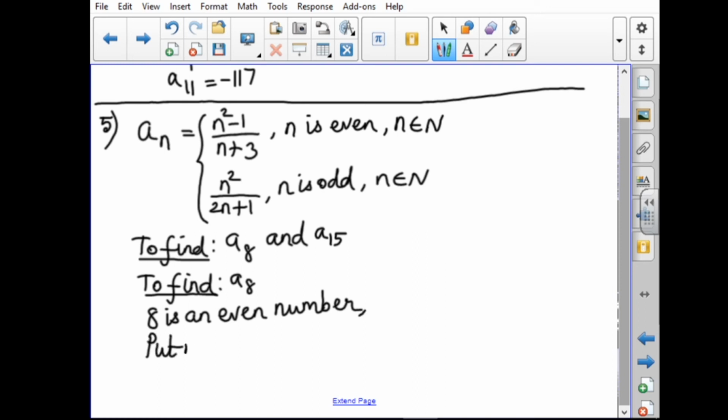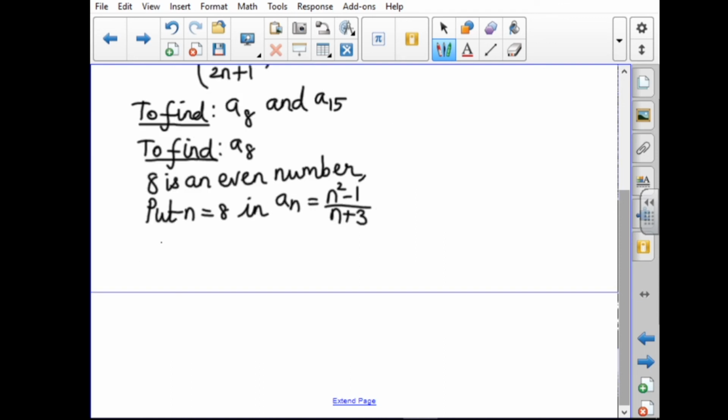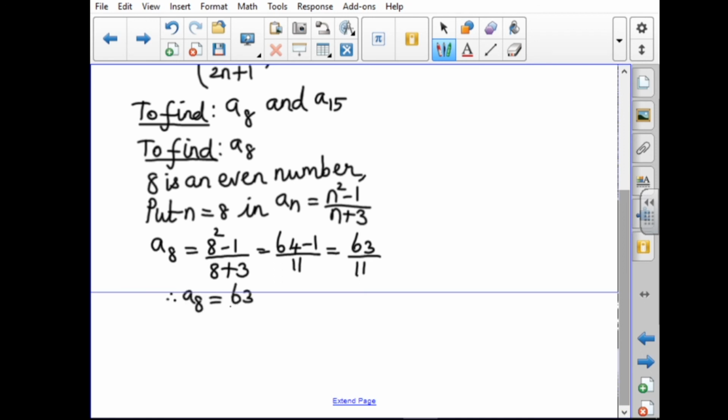Put n equal to 8 in the first expression, an equal to n squared minus 1 divided by n plus 2. So A8 equal to, instead of n, you have to substitute the value 8. 8 squared minus 1 divided by 8 plus 2. That is 64 minus 1 divided by 10. The answer will be 63 by 10. Therefore, the 8th term A8 equal to 63 by 10.